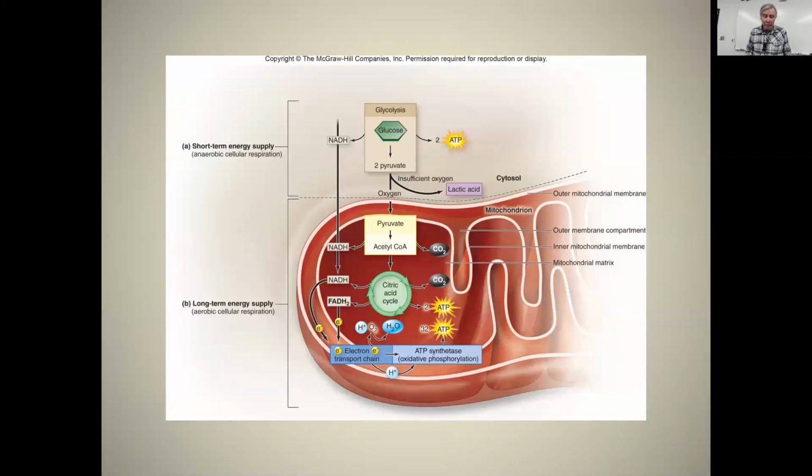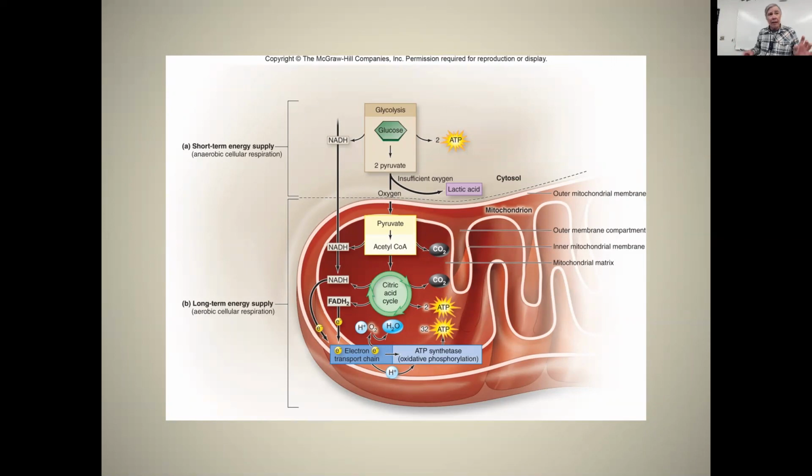So pyruvate is made, and if there's enough oxygen in the muscle cell, then the pyruvate is converted to acetyl-CoA, and it'll go into the citric acid cycle, and you'll make NADHs and FADH2s, and you'll send those to electron transport, and you'll make lots and lots of ATP. And then the used up electrons in electron transport are given to oxygen, and then water is made.